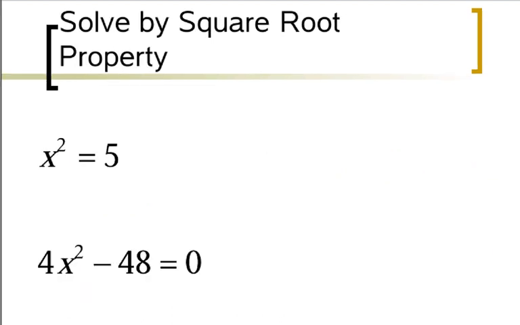So now we're going to solve by the square root property. Solving by the square root property happens when you just have a variable squared equal to a number. Okay? Or if you, in the second example, can make that happen quickly.